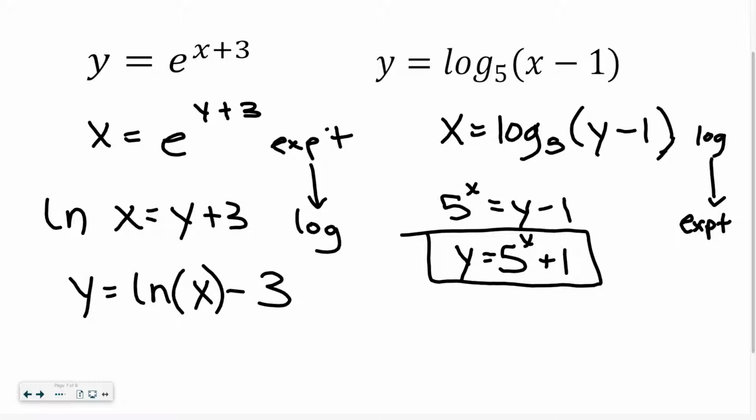Inverse. So every log function has an inverse that's exponential. Every exponential function has an inverse that's logarithmic. You should see a connection between the bases. Like this is base e in exponential, and then it's natural log. If I had base 5 as a log, then I'm going to have base 5 as exponential. So you're going to see that over and over again.